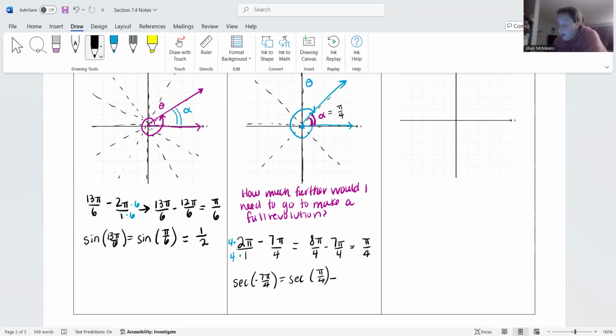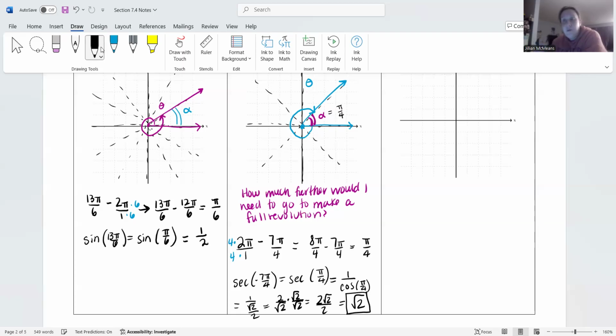We know that secant is really 1 over cosine of pi over 4. Well, cosine of pi over 4 is root 2 over 2. So that tells me I'm going to get 1 over root 2 over 2, which is really just 2 over root 2. I need to rationalize this, so I want to multiply top and bottom by the square root of 2. So I get 2 root 2 over 2, or just root 2.